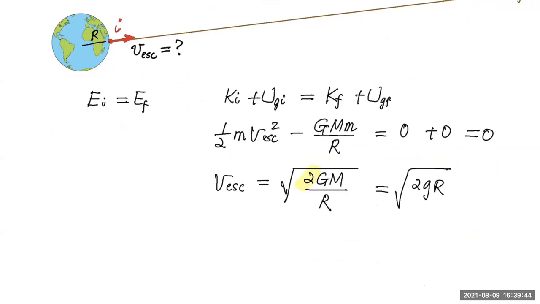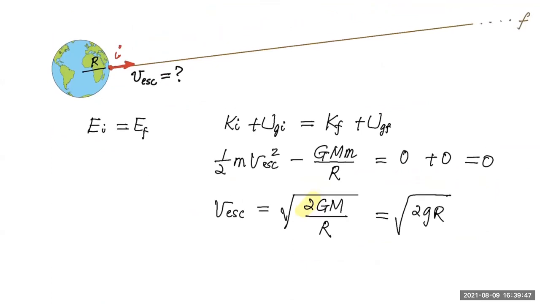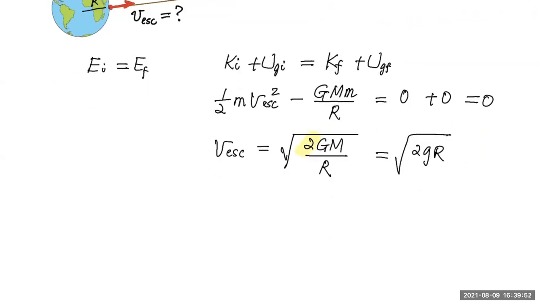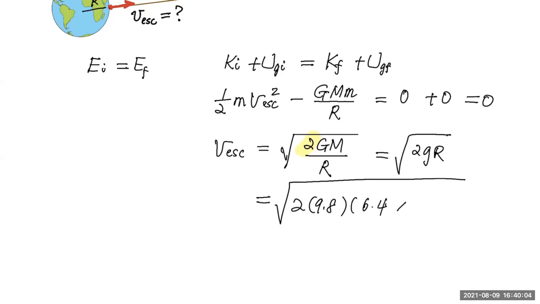You don't even have to use the value of the big G anymore, just the radius of the Earth, which is 6,400 kilometers, and the value of g, which is 9.8. So you can easily do that: 9.8 times 6.4 times 10 to the 6 meters, and the answer is about 11.7 kilometers per second. Okay, not per hour, per second.